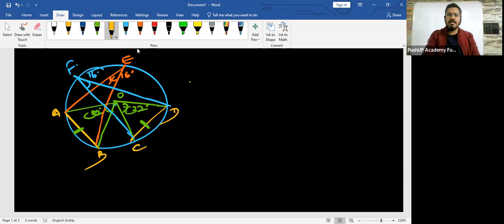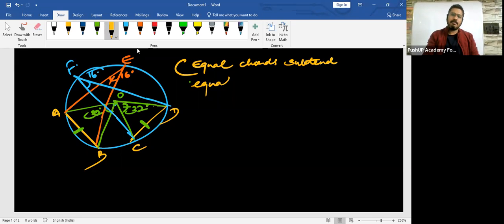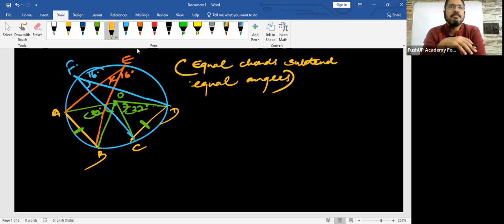And how will you write the reason? How will you write this property in the board paper? Very simple. Equal chords subtend equal angles. Please make a note of this. Equal chords subtend equal angles. Understood, no, children? Monish? Equal chords subtend equal angles. Very good. Joel and Kaden have solved it. Good.